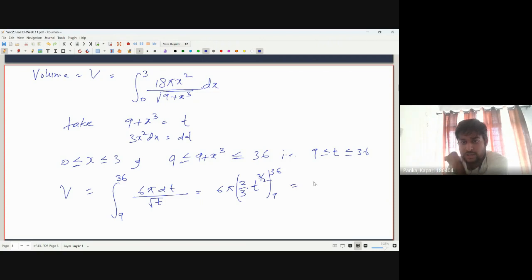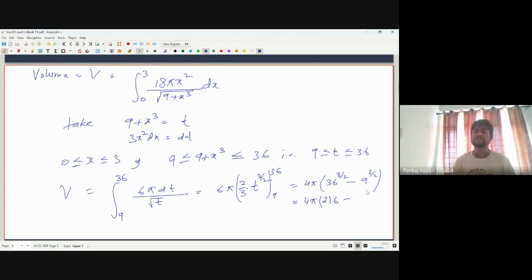So what is this? 2 by 3 you can take outside, so you have 4 pi, and in the bracket 36 to the power 3 by 2 minus 9 to the power 3 by 2. So that means 4 pi times. The square root of 36 is 6, then you have to take the cube of 6. What is the cube of 6? It is 36 times 6, which is 216. Then you have to take 9 to the power 3 by 2, that means 3 cube, which is 27.